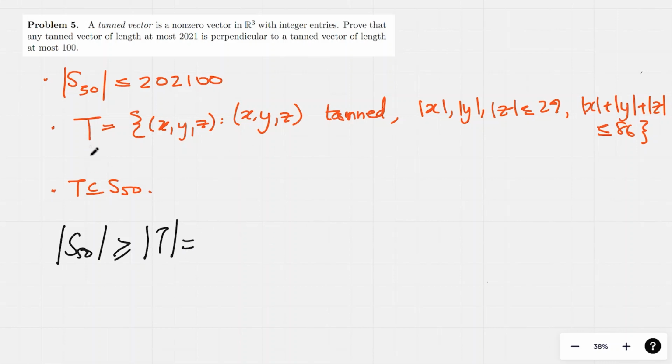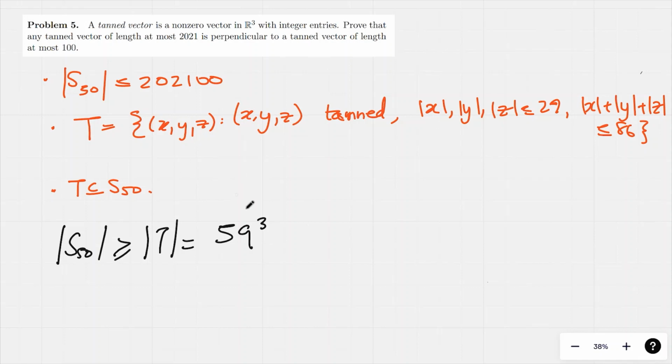Well, if we look at the definition of T, it contains all tanned vectors, so that's vectors with integer entries, and each of the integers have to have magnitude at most 29, and x plus y plus z is not allowed to be 86. So if we imagine we just consider a slightly bigger set, a set of all vectors with integer entries where x, y, and z have absolute value at most 29, well then there's going to be 59 cubed elements in that set, because, well, what are the options for x? X could take any value between minus 29 and positive 29. There's 59 values there. There's 59 values for y and 59 values for z, so 59 cubed.